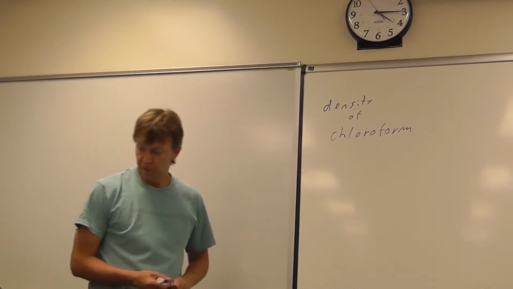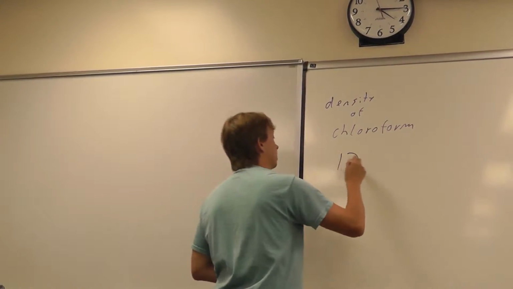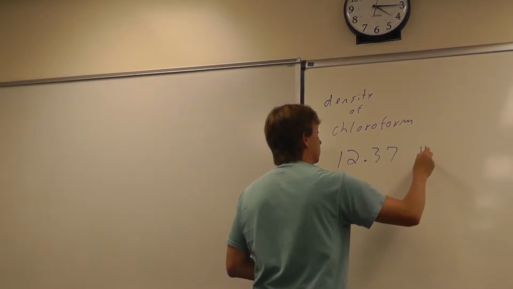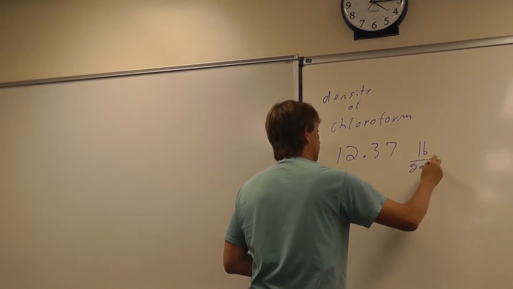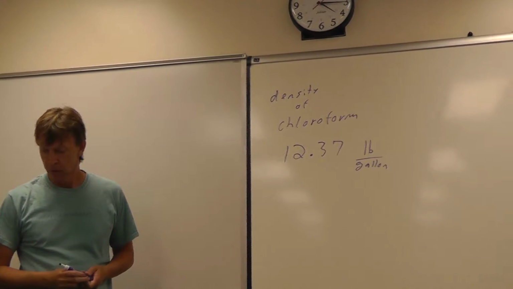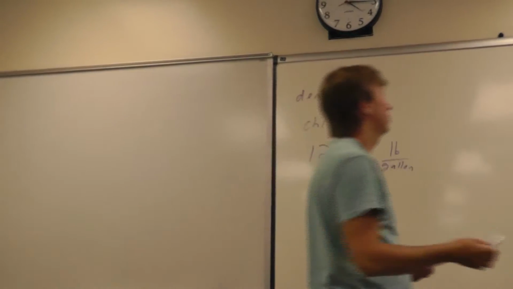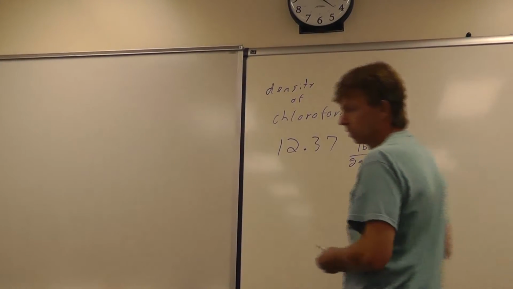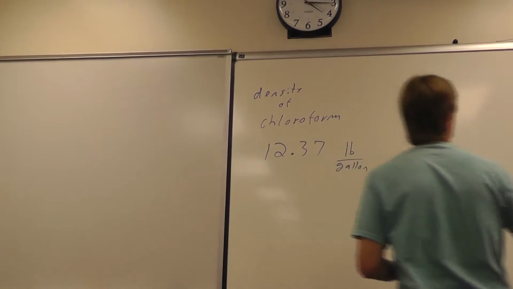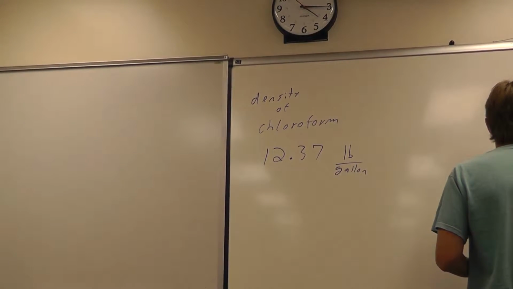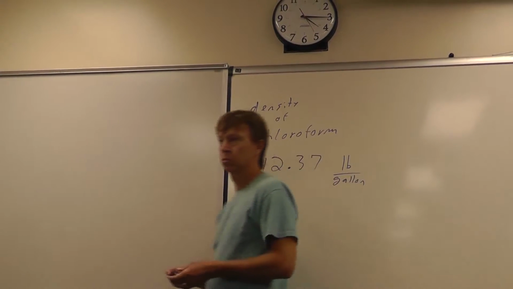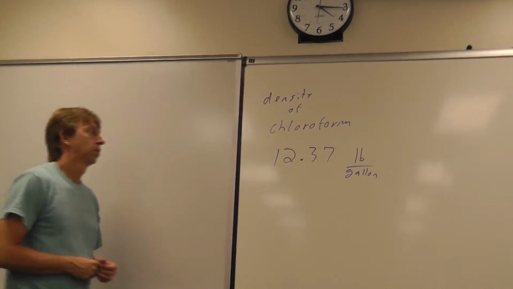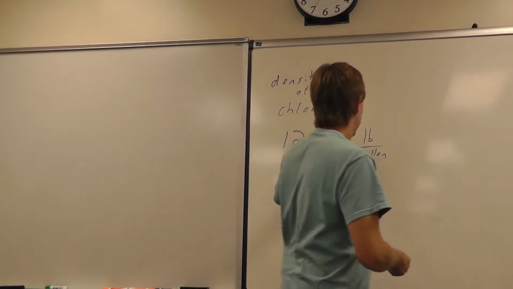But you're told that chloroform has a density of 12.37 pounds per gallon, and you want to convert that into a density of grams per milliliter, and then separately pounds per cubic foot. So two problems. Converting these units to these units, and then separately these units to these units.